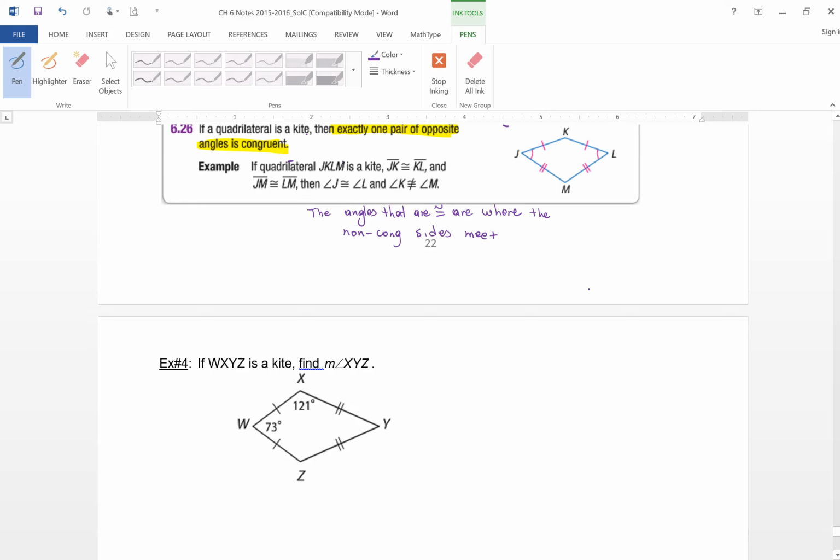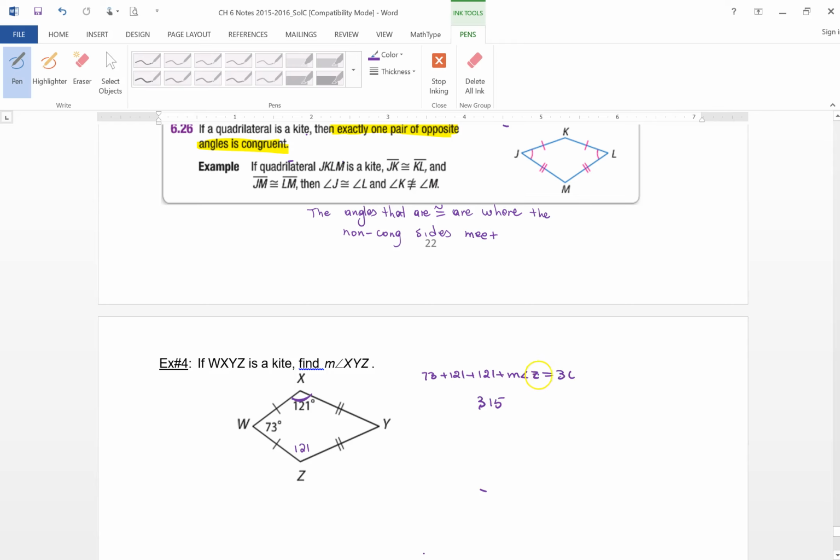Here I want to find the measure of XYZ. Okay? So where the two non-congruent sides meet is congruent. That means this angle X is congruent to which other angle? Z. So this is 121. Now this is a quadrilateral. It means all angles add up to what? 360. So 73 plus 121 plus 121 plus the measure of the remaining angle all equals 360. So we have 315.